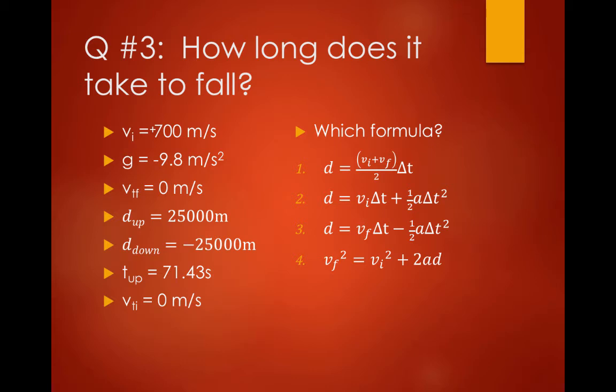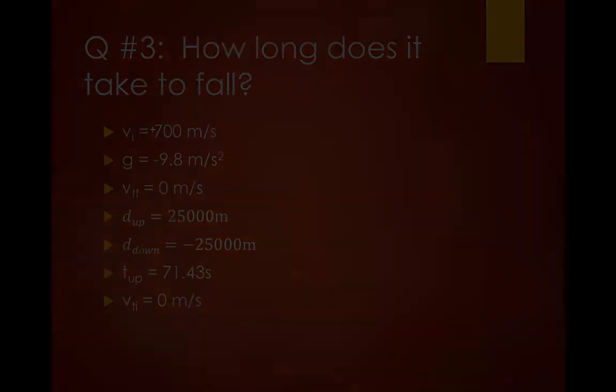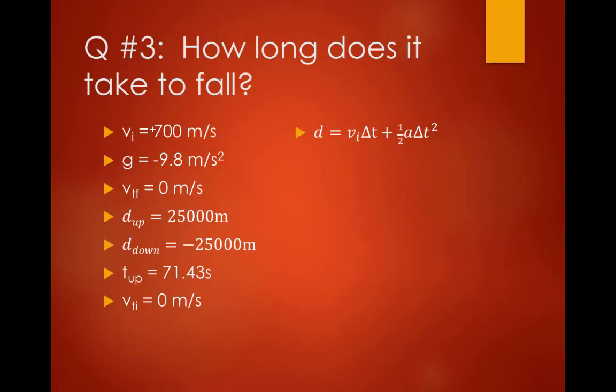Again, it looks like we should be able to use 1, 2, or 3 as they all include time interval in their formulas. 4 will not work as it does not. Equation 1 and 3 may be used if you assume the final velocity of the falling rocket will have the same magnitude as the initial velocity upwards of 700 meters per second. Since we are not 100% certain of this, formula 2 is our best bet. Let's use it and plug and chug.